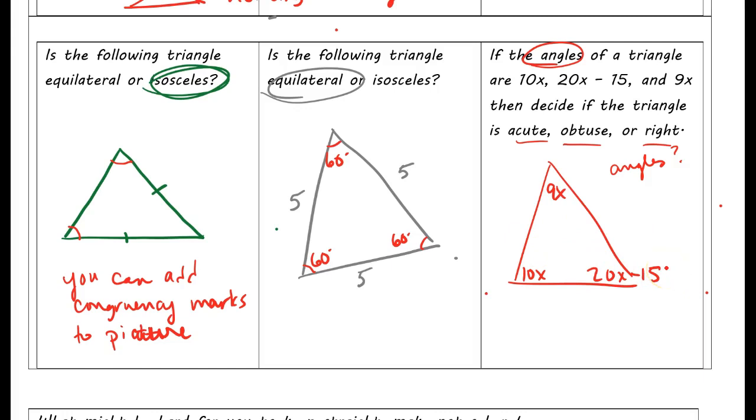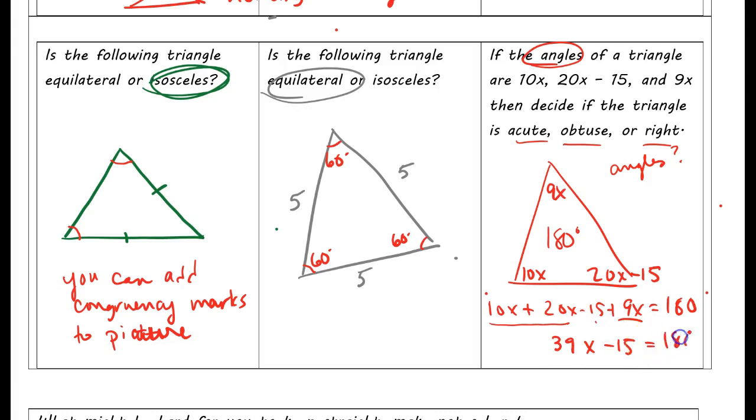Well, we do it like we did earlier. The total amount in a triangle is 180 degrees. So I'm going to take all three of these and add them together. So 10x plus the next one plus the next one. They all have to equal 180, okay? And then I'm going to solve this out. So 10x plus 20x is 30x plus another 9x. So 39x, and then I'm going to recopy minus 15 equals 180. I'm just solving. I'm just combining like terms.